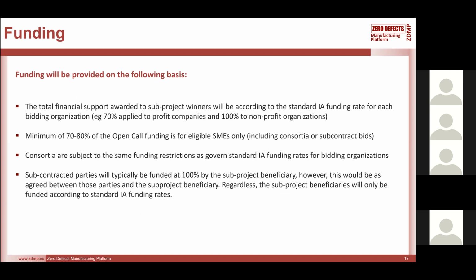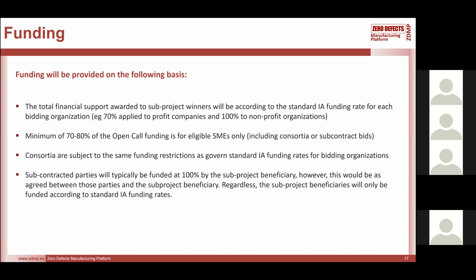Now, in terms of funding, it's standard EU funding processes. In other words, we will fund 70% of costs to profit companies and 100% to non-profit organisations. A minimum of 70 to 80% of the call funding is for SMEs. The consortia are subject to the same restrictions that govern normal IA funding, and subcontracted parties.